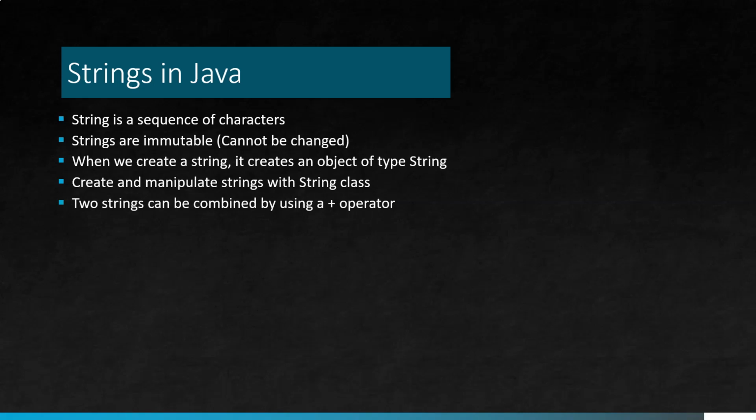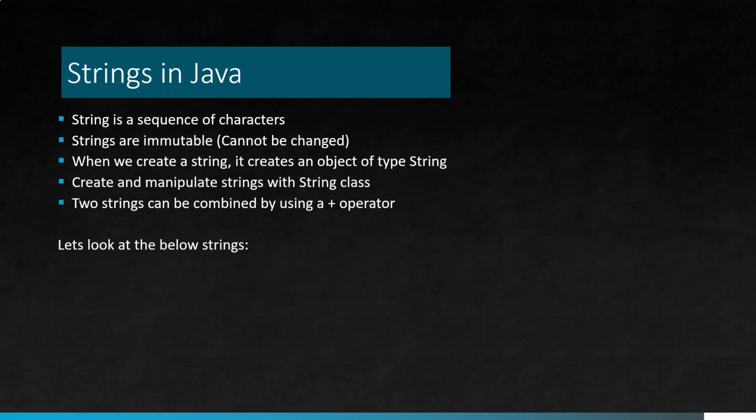Two strings can be combined by using a plus operator. Now, if you remember from our operators session, we used a plus operator to add two numbers, but we can also use a plus operator to add two strings in Java. Now let's look at an example where we can combine two strings.